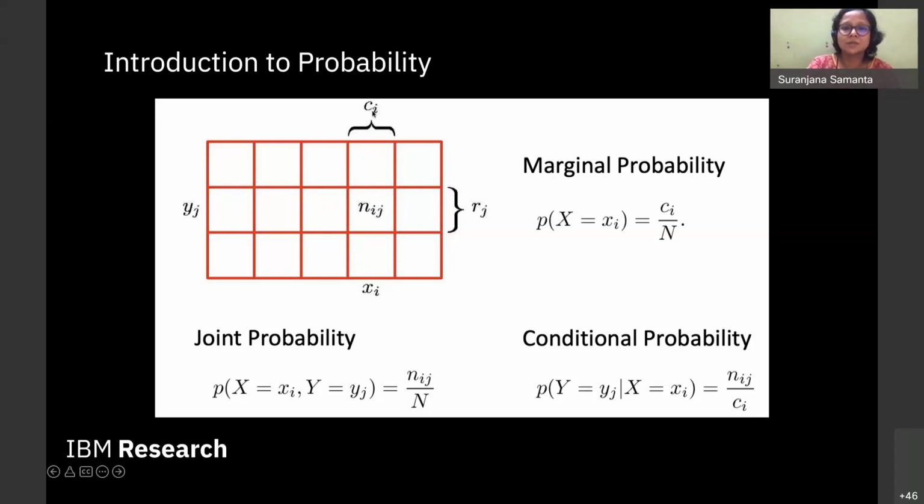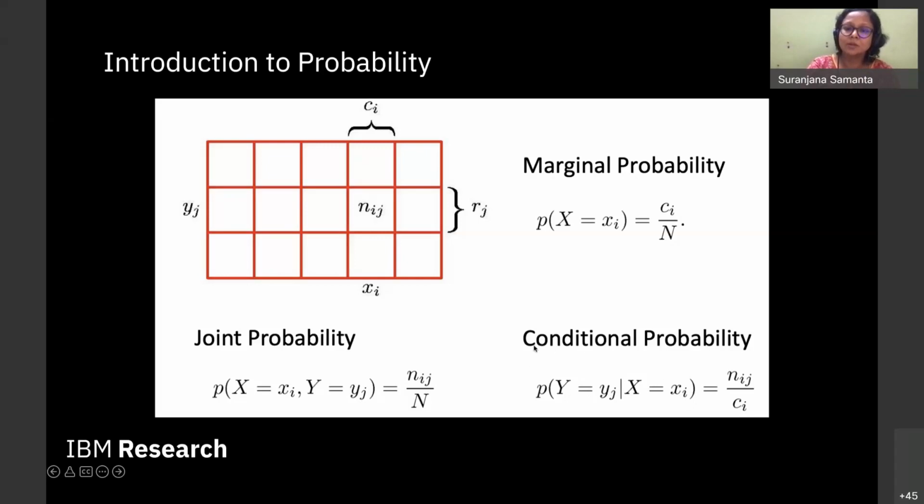Now this is basically all the values that x can have for this particular column, and this is all the values yj can have for a particular row. Some of the very important terms that you will always hear are marginal probability, that is the probability of x being a particular value. Joint probability, that means x is having a particular value and y is also having a particular value, then what should be the probability.